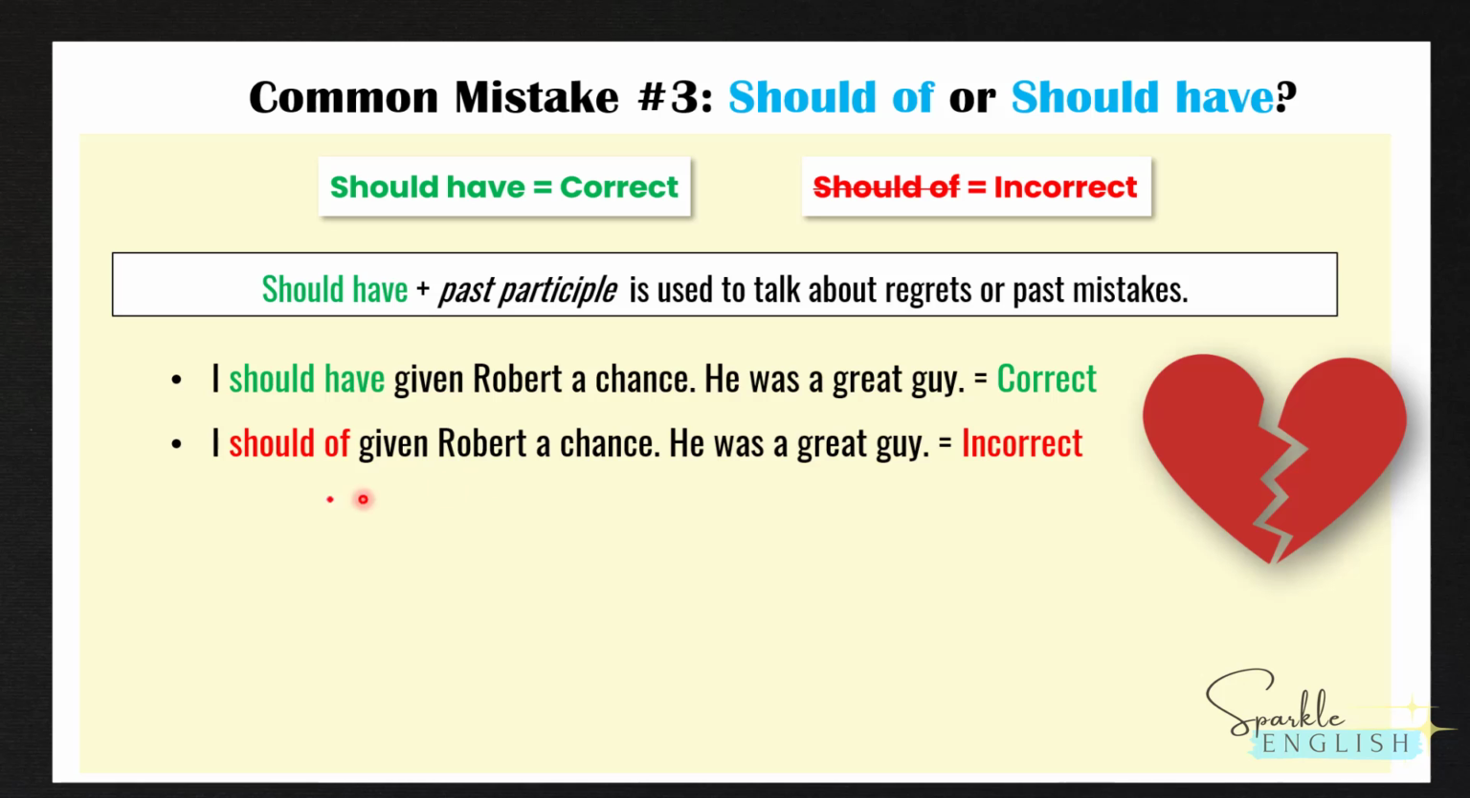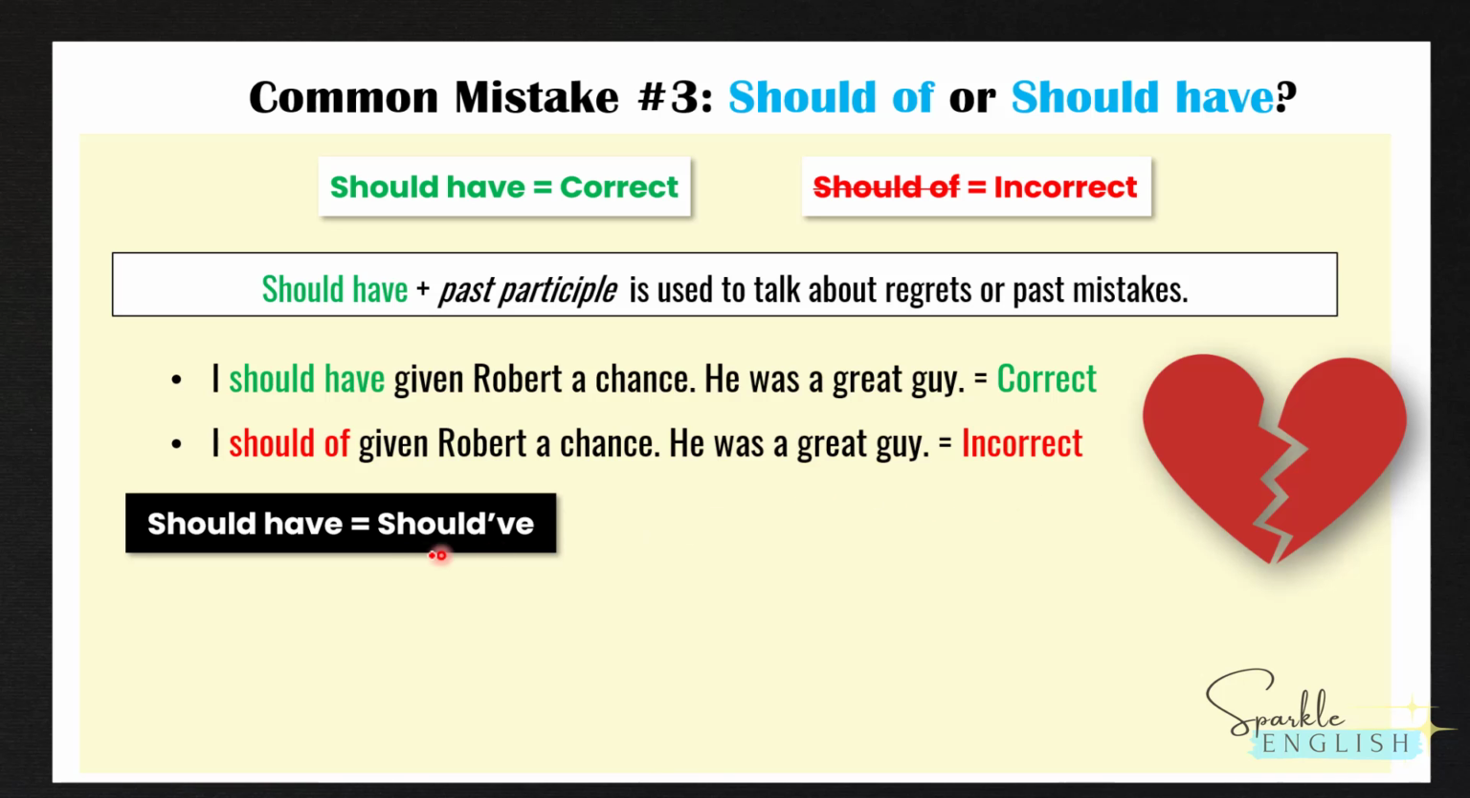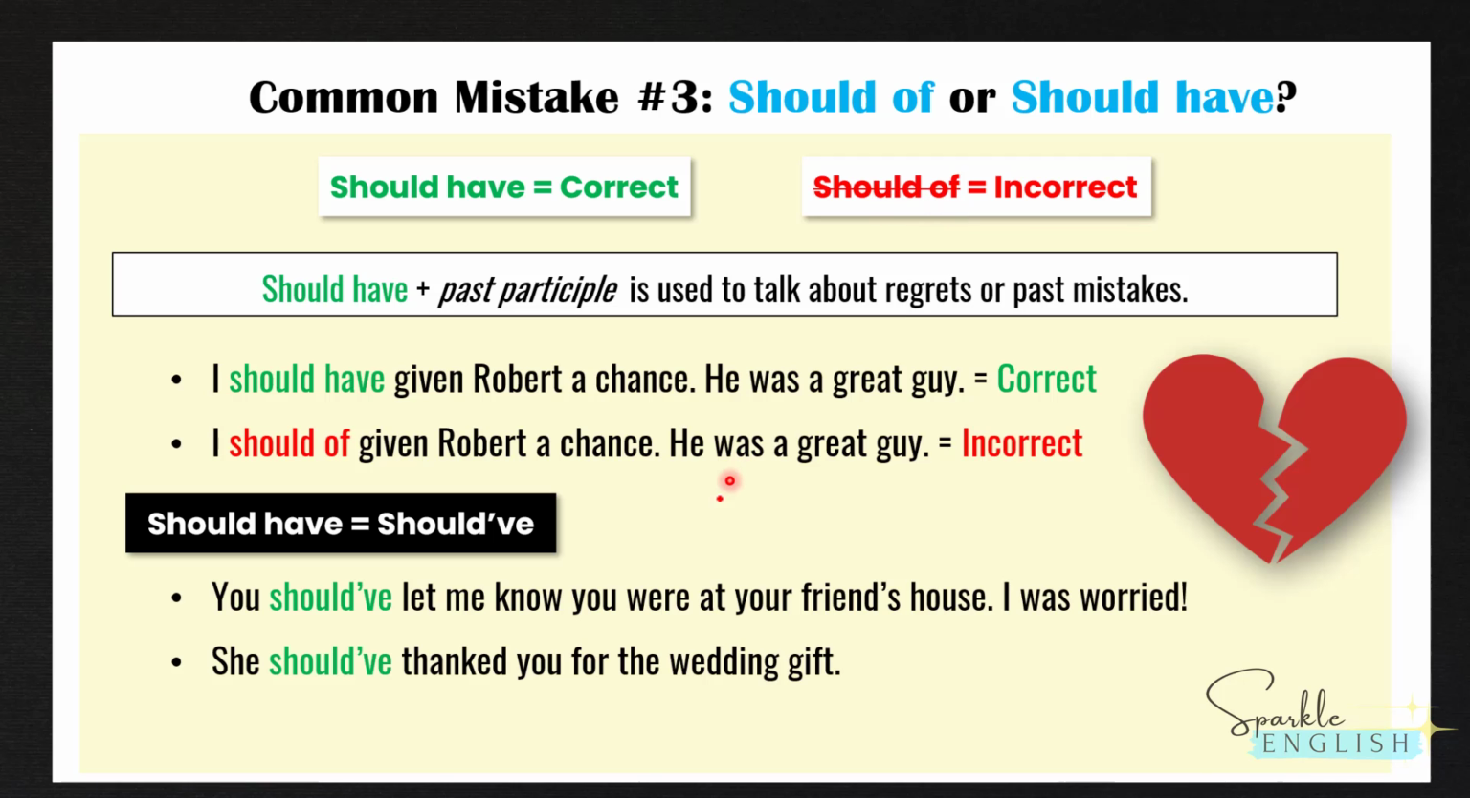If we say I should of given Robert a chance, this is incorrect. The contraction is should've, which again also sounds like should of. Some more examples. You should have let me know you were at your friend's house. I was worried. She should have thanked you for the wedding gift.